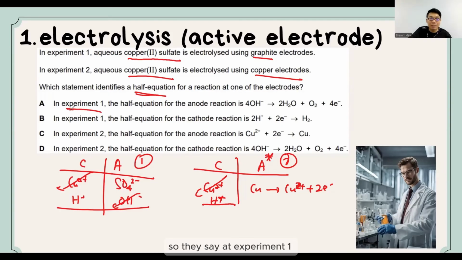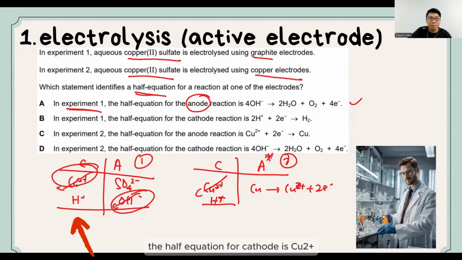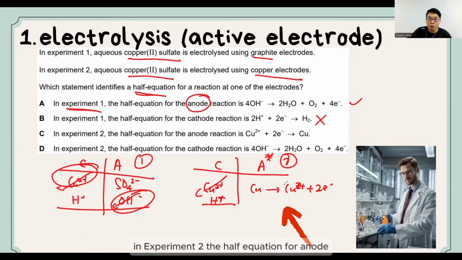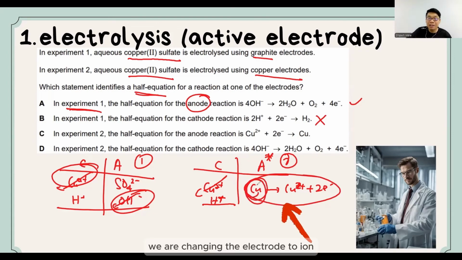So they say at experiment 1, anode here is this. Oh, yes, it's this. In experiment 1, the half equation for cathode is Cu2+. So this is wrong. In experiment 2, the half equation for anode is this. No, we are changing the electrode to ion, so this part reverse.